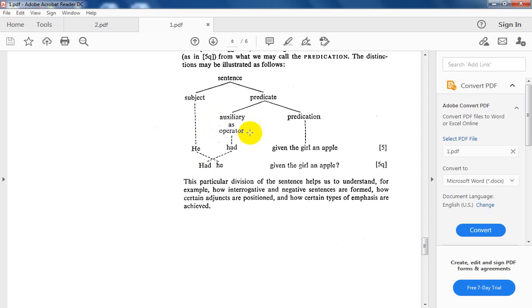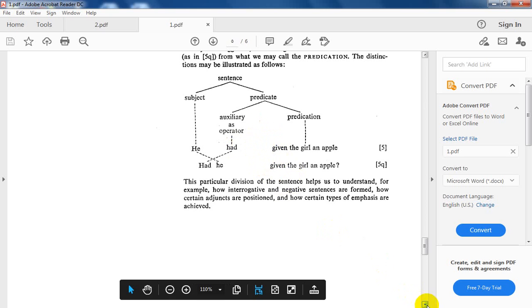Second, by this diagram, I can know the position of certain adjuncts, like often, always, sometimes, usually. And the last one, I can know how certain types of emphasis may be achieved within this type of sentences.